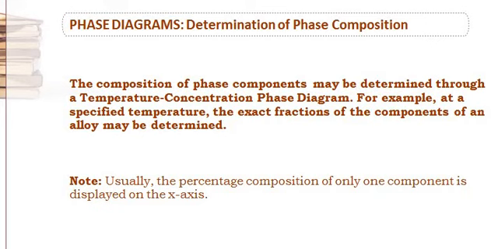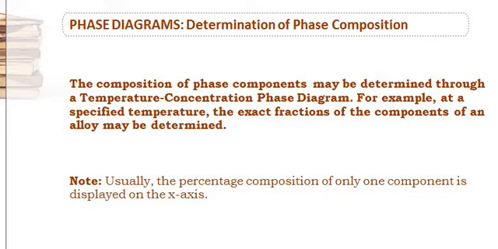Anyway, as an overview, we can say that the composition of phase components may be determined through a temperature concentration phase diagram. For example, you might be given a specific temperature, and with that you can deduce the exact fractions of the components of an alloy at a certain ratio. For example, if the alloy contains 50% copper and 50% nickel at a temperature of maybe 1300, you'll be able to know exactly how much percent of nickel is contained in the liquid phase and in the other phase.